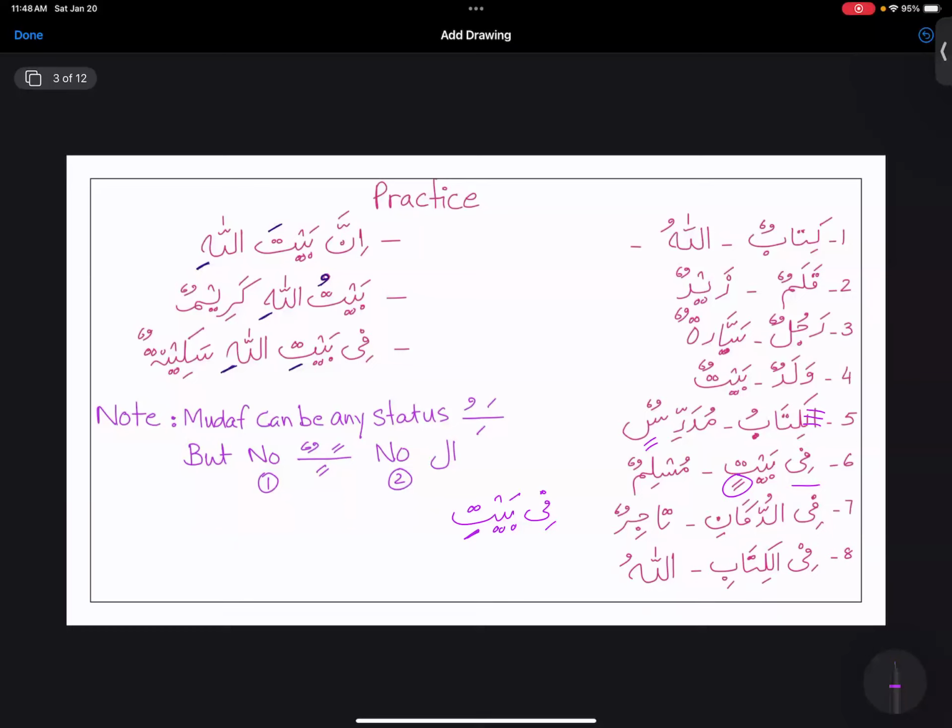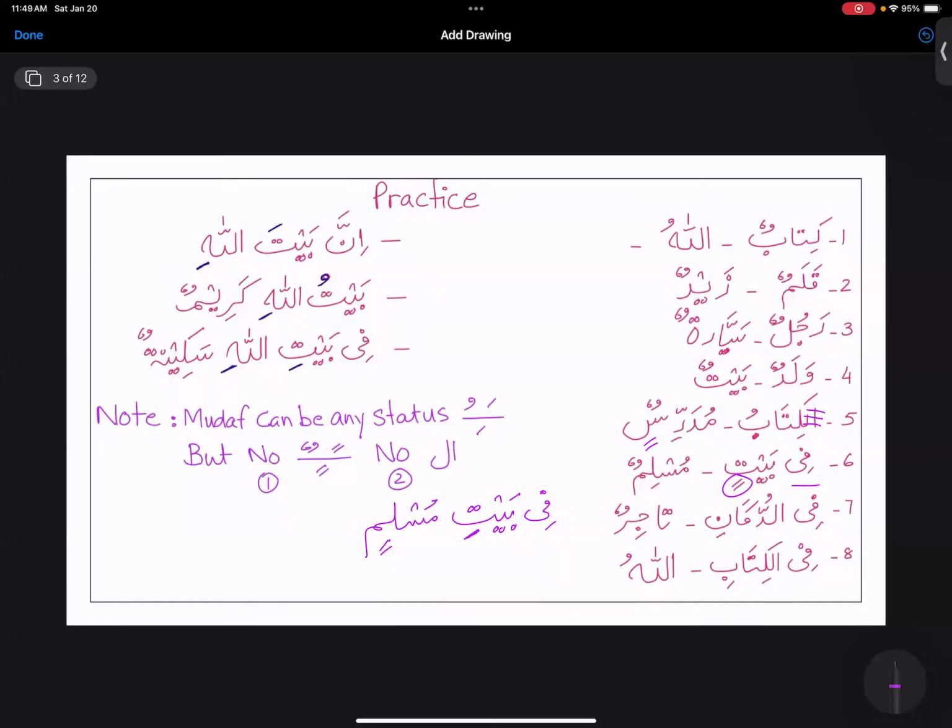Baiti Muslimin. So instead, if you put tanween, then you cannot make it mudaf. Mudaf, yeah. Baiti. Right? So you need to remove this one harakah. Fi baiti Muslimin. Fi baiti, and then you're going to say Muslimin. How are we going to translate? The house of the Muslim. In the house of Muslim.